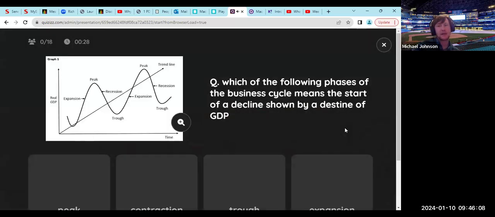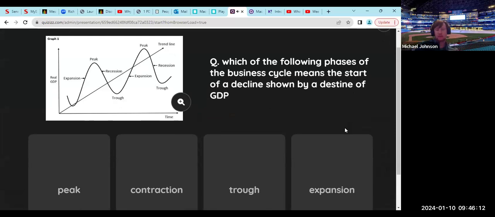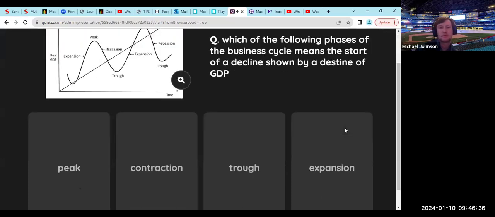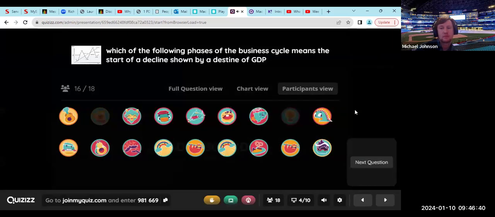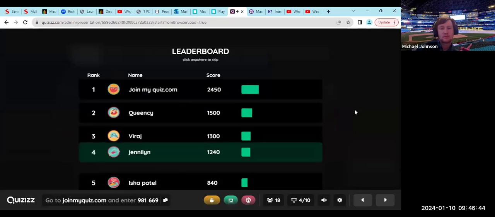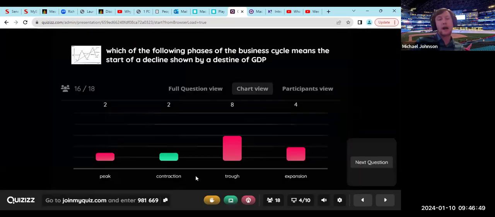Which of the following phases of the business cycle means the start of decline, shown by a decline in GDP? So, contraction. Contraction means the same as recession. Contraction slash recession is when the GDP goes down and the economy shrinks.